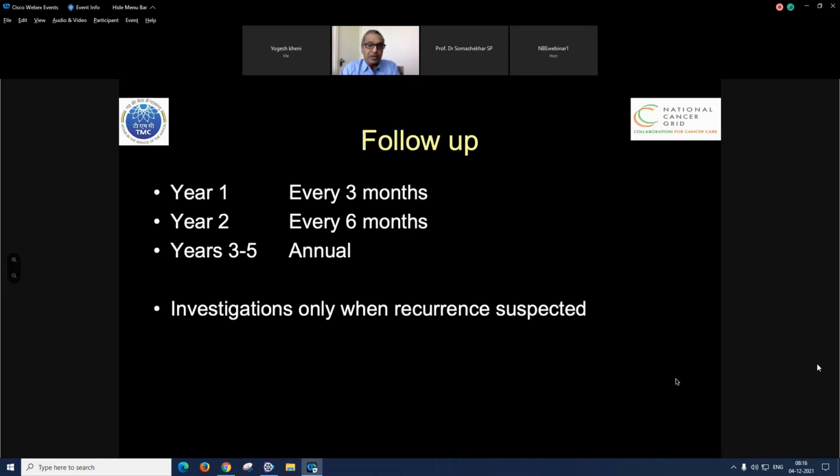Follow-up is every 3 months for the first year, every 6 months for the second year, and year 3 to 5 was annual. And there were no routine investigations done on follow-up. They were done only when there were symptoms of a recurrence or if there were obvious recurrences that are seen.